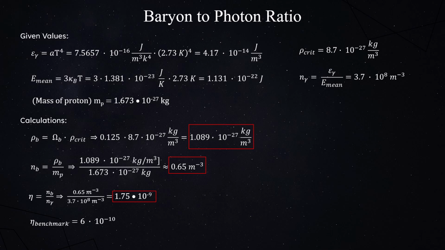And that means that there are nearly 2 baryons per billion photons. And for comparison, the benchmark model has approximately 6 baryons per 10 billion photons. And while these two numbers are similar, the hypothetical universe has slightly more baryonic matter.